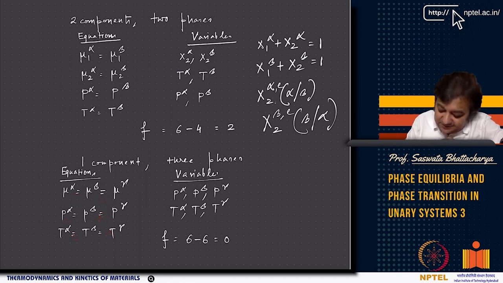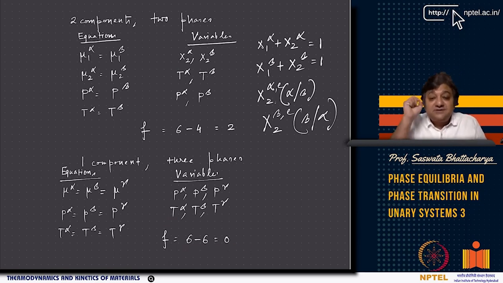Again, it's a single component system. So mu alpha equals mu beta equals mu gamma does not really give you any mole fraction, because it's one component. So what are the variables? P alpha, P beta, P gamma, and T alpha, T beta, T gamma. So you have six variables and six equations. You have degree of freedom equal to 0. As you can see, our triple point is a unique point.